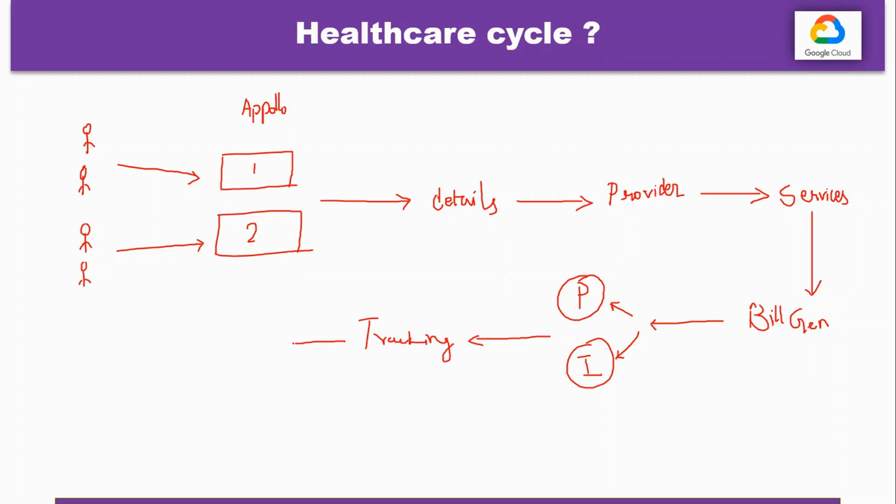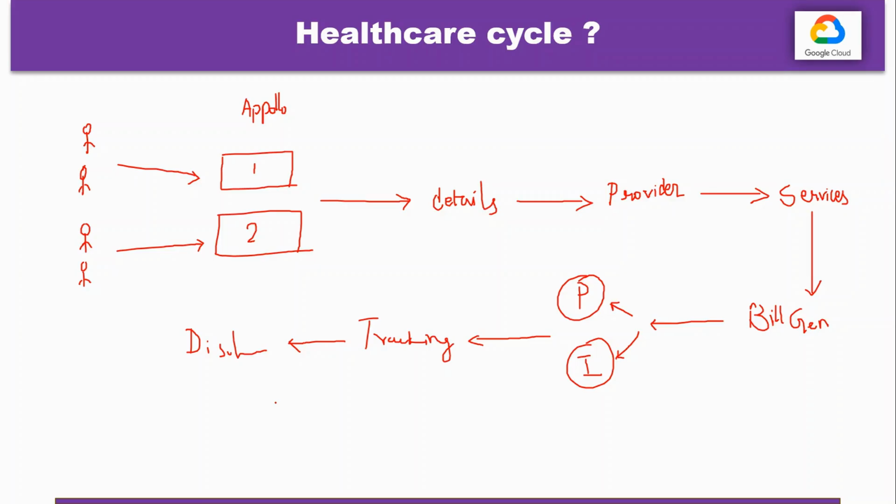Once this tracking is done, if everything is good, the patient will be discharged from the hospital. So this is how a simple healthcare life cycle looks like. From the moment the patient visits the hospital until the patient is discharged, these many things will happen.